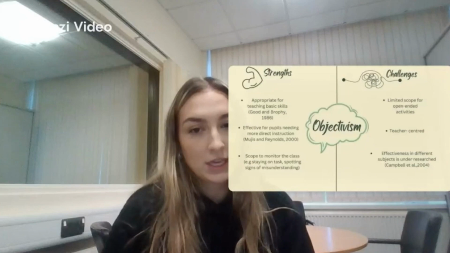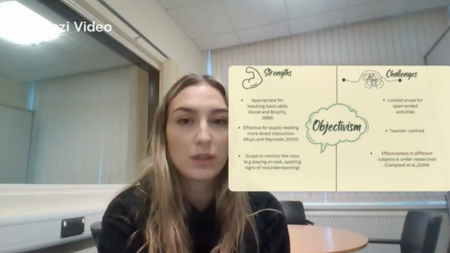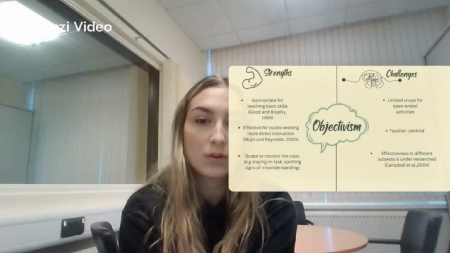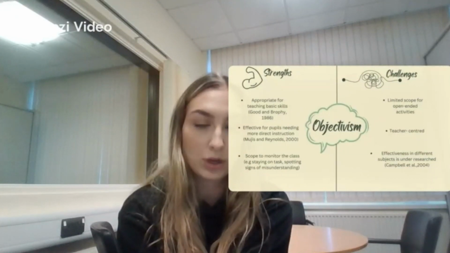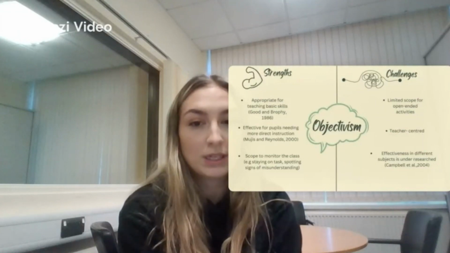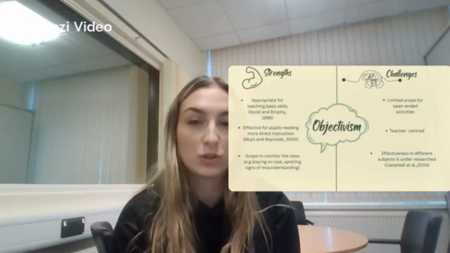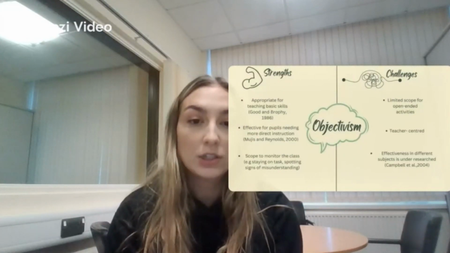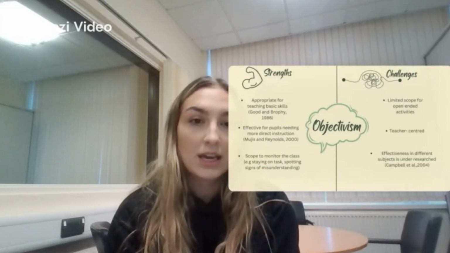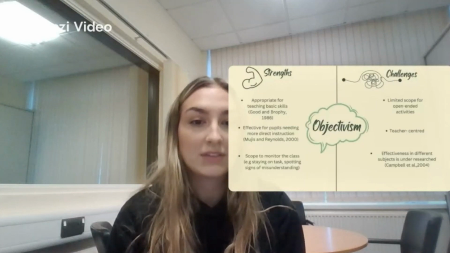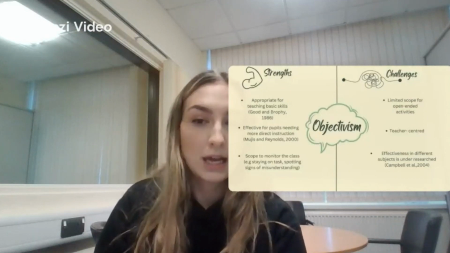The strengths of objectivism that Good and Brophy said in 1986 is that it's appropriate for teaching children the basic skills. Mugis and Reynolds 2000 said that it is effective for pupils needing more direct instruction, and it's also easy to monitor the class, spot signs of them not understanding and making sure that they stay on task. The challenges of objectivism is that there is a limited scope for open-ended activities. It's very teacher-centred and effectiveness in different subjects is under-researched, which is said by Campbell et al. 2004.